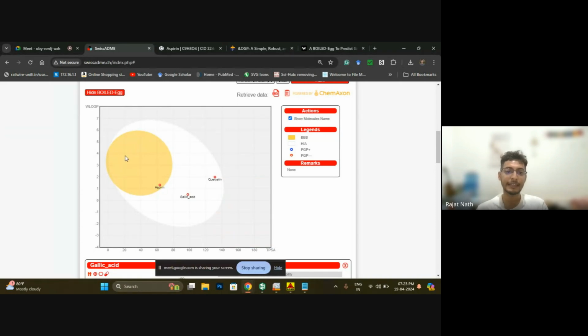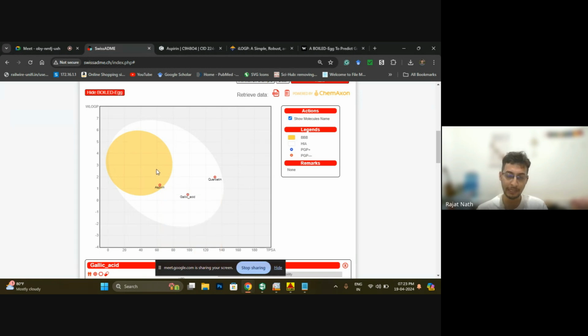The second criteria is, if we are working on a disease related to CNS or the brain, then it should be in the yellow part, because it should be permeable to the blood-brain barrier. So the second criteria: if we are working on a disease related to the brain or CNS, it should be in the yellow part.